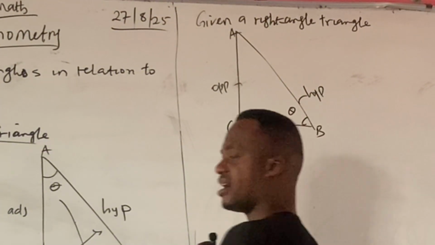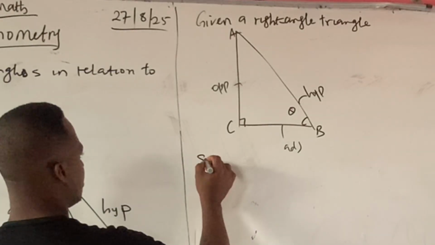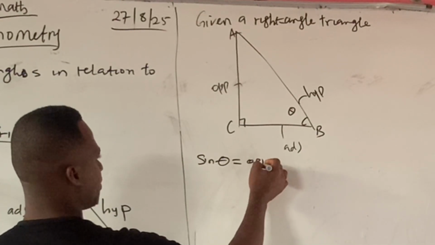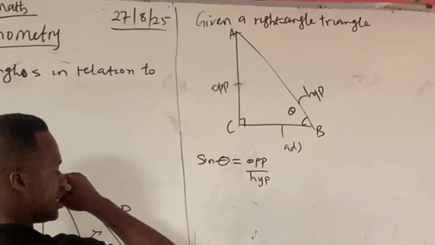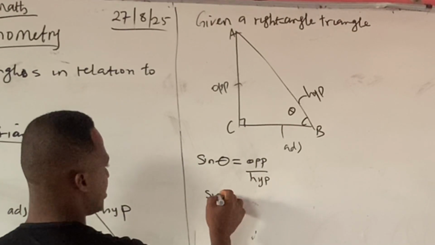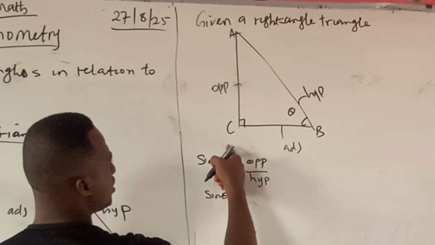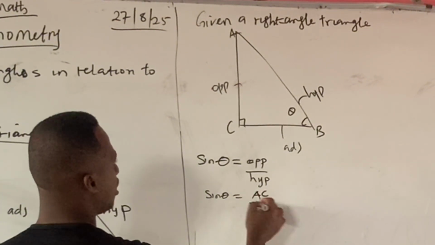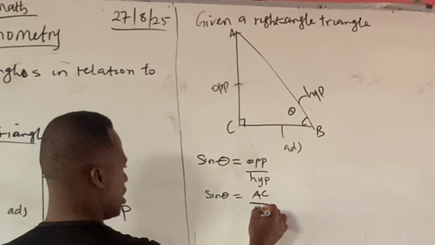So we can now define sine theta. The sine of this angle is opposite over hypotenuse. In this case, sine theta is going to be AC, which is our opposite, line AC, all over the hypotenuse, line AB.